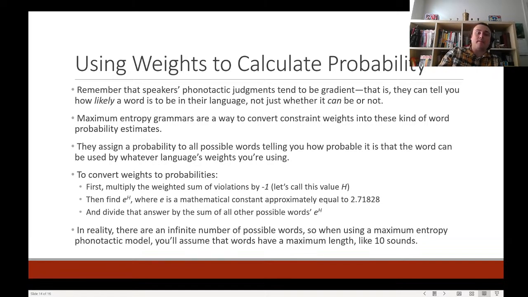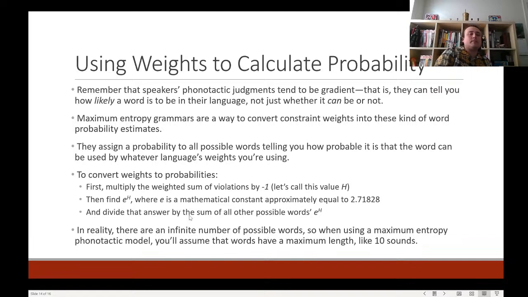Maximum entropy grammars are a way to convert constraint weights into these kinds of word probability estimates. So they assign a probability to all possible words that could be in any language and tell you how probable it is that the word can be used by whatever language's weights you're using. To convert weights to probabilities, we just have to do a little bit of math on them.